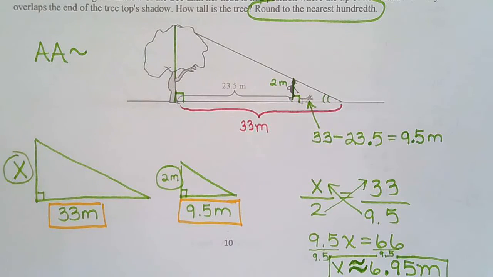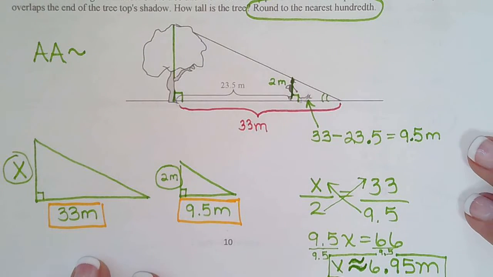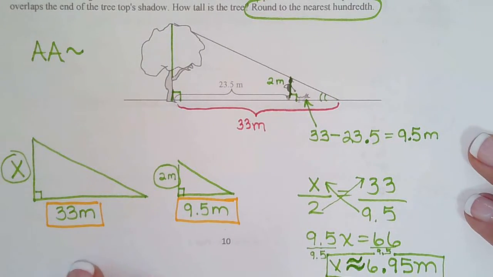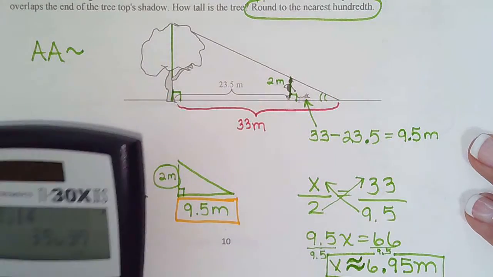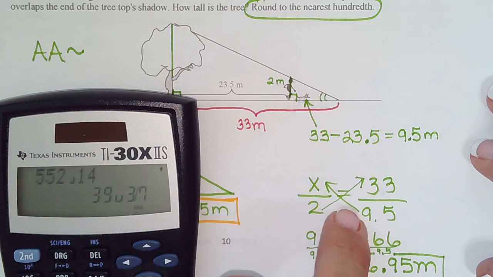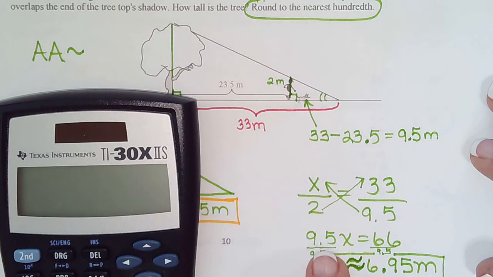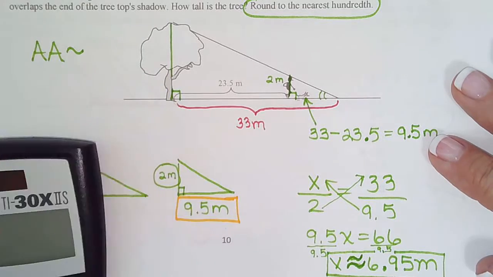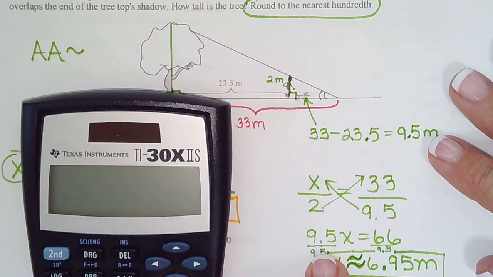We weren't quite able to finish number 8 on page 10 of the 5.6 notes, so let's finish that up before we move to the next page. So we had set our cross products equal: 9.5x equals 2 times 33, 66. And then we have to divide both sides by 9.5.